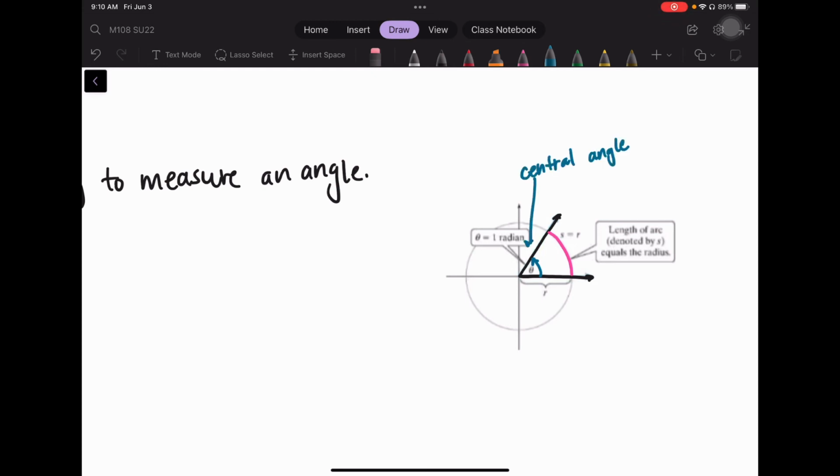Now, a central angle that intercepts an arc on a circle with a length equal to the radius has a measure of 1 radian. Let's say that again. When the radius is the same length as that intercepted arc, so the arc and the radius are the same, that is 1 radian measure.